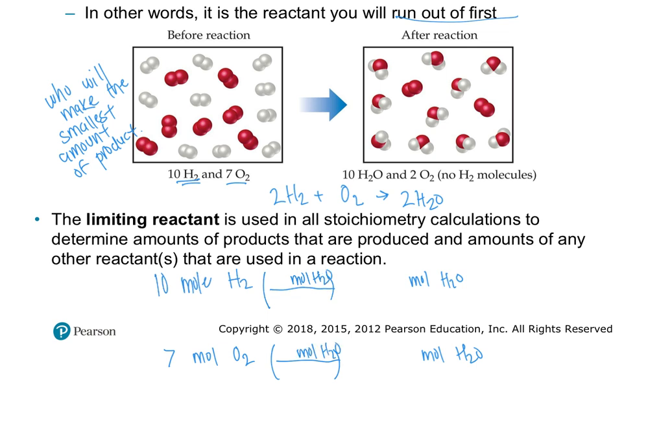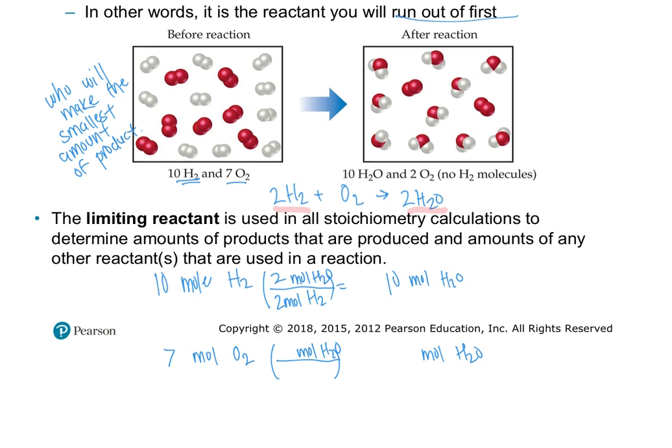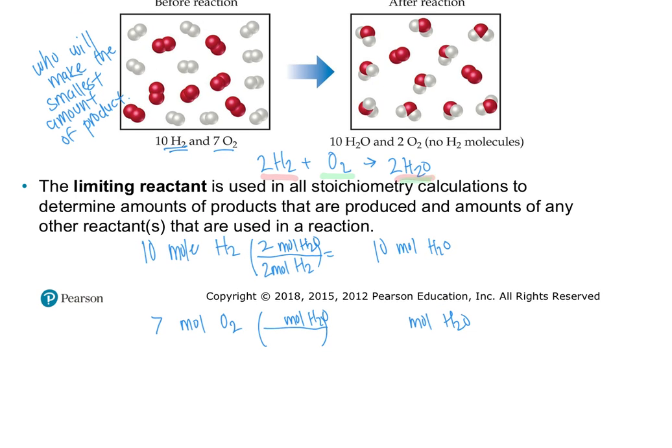So the top will be the same. Sticking with hydrogen first, we know that from our chemical reaction, we have 2 hydrogens for every 2 waters. So I'll do 2 moles of hydrogen for every 2 moles of water. So once we do this calculation, we can see 10 times 2 divided by 2 will give us 10 moles of water. If I do the same thing now for oxygen, looking at my chemical equation, I have 1 oxygen for every 2 moles of water. So I'll put 1 mole of oxygen for every 2 moles of water, and I get 14.